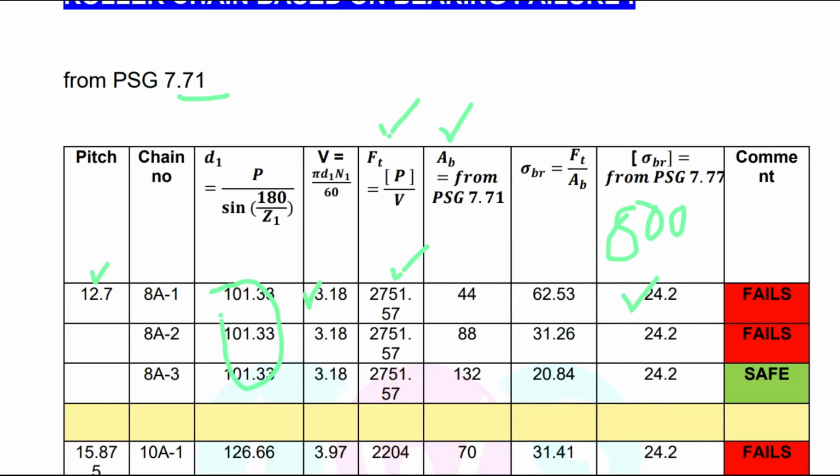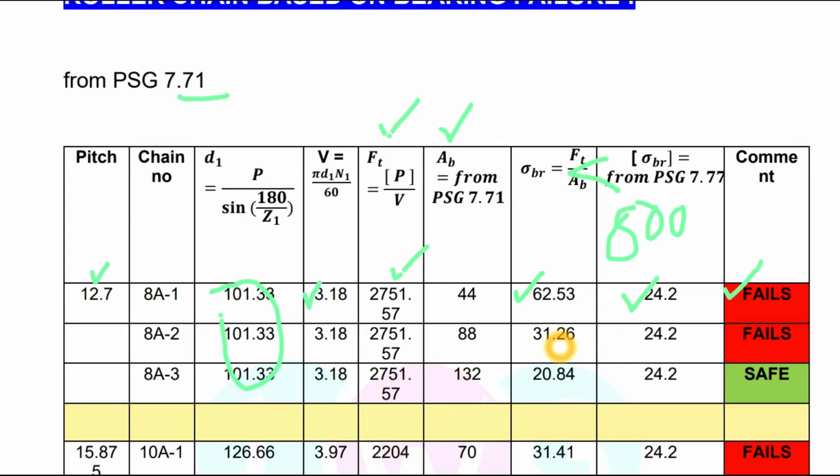Substitute, get the calculated bearing. Calculated bearing we got 62.53. Okay, calculated bearing is 62.53. So here the criteria is this calculated bearing should be less than allowable bearing. So 62 is higher, and allowable bearing is 24. So here it fails. So in the comment column it will be fail.